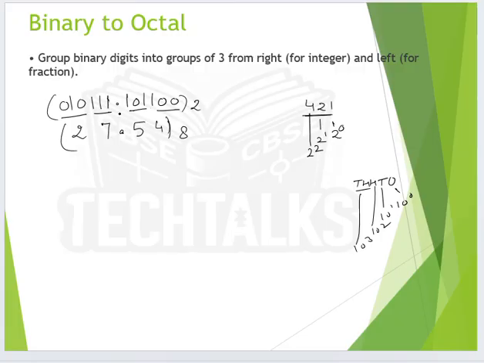Am I clear? On the left side, the integer part has to be grouped starting from the right side, making groups of 3, while the fractional portion is to be grouped starting from the left side. This way we will keep going and make groups of 3. If the number of bits is less before the decimal point, we will put zeros on the left side, while after the decimal point, if digits are less, we will put 0 on the right side. I hope it's clear. Let's move to the next conversion.